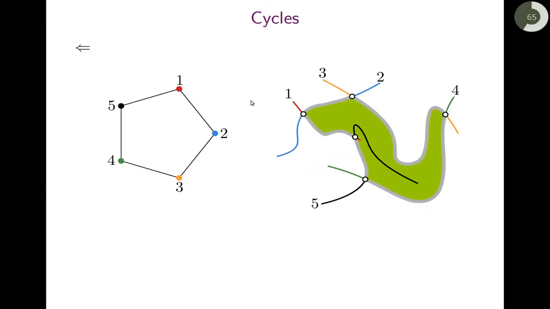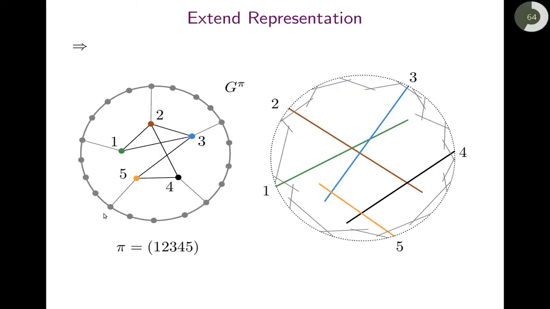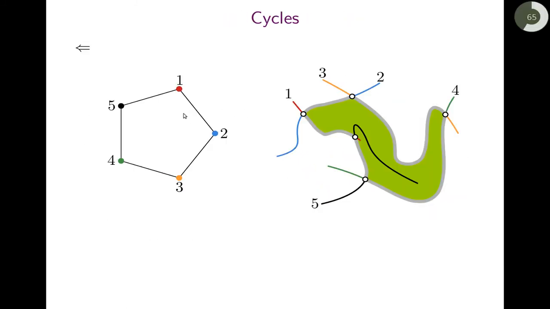Okay, so now the other direction. Now I have to show you that if I have a representation of G pi, the other graph, I have an ordered representation. If you remember, there was this big cycle here in G pi, so we have to talk about cycles. So let's say we have an induced cycle.